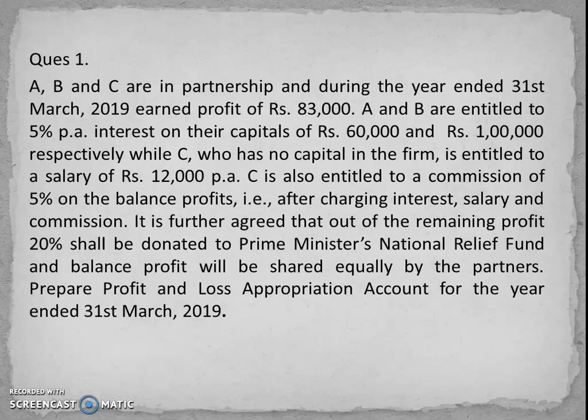The question reads, A, B and C are in partnership and during the year ended 31st March 2019, they earned a profit of rupees 83,000. So this is the profit that they earned. A and B are entitled to 5% per annum interest on their capital. So the interest rate is mentioned and their capital is also mentioned, which is 60,000 and rupees 1 lakh respectively, while C has no capital in the firm.